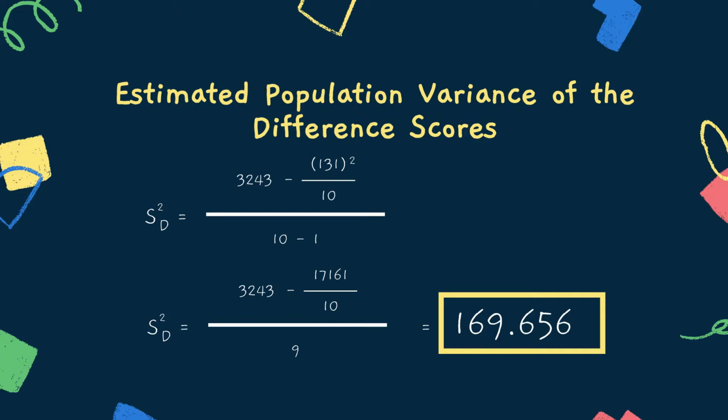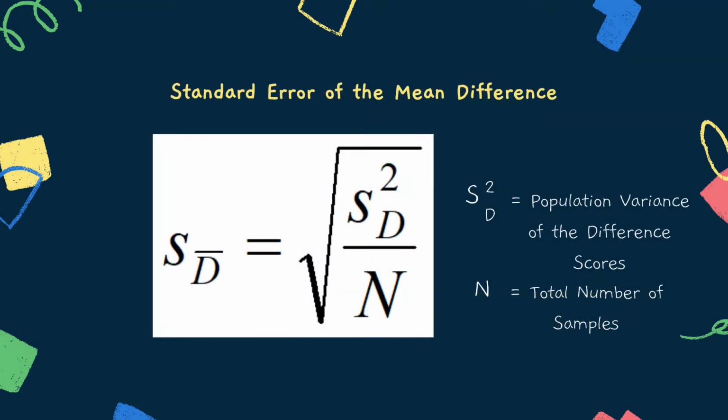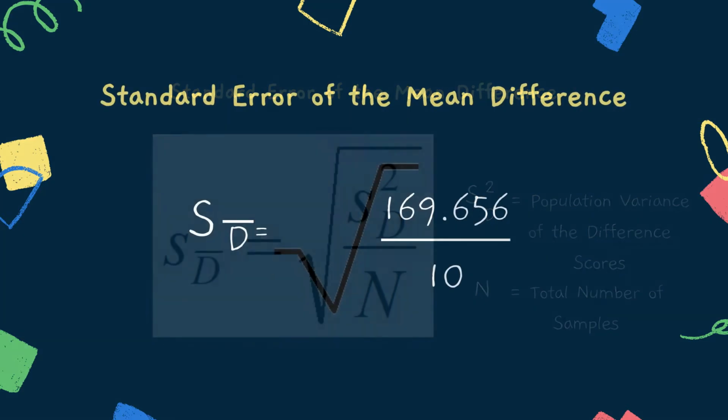Wow! Would you look at that? We now have the population variance, so we can proceed with solving the standard error of the mean difference. In solving for the standard error of the mean difference, we just need to follow this formula: square root of population variance of the difference scores over n. Since we have the answer for the population variance that we solved earlier, which is 169.656, we can now substitute and it would look something like this.